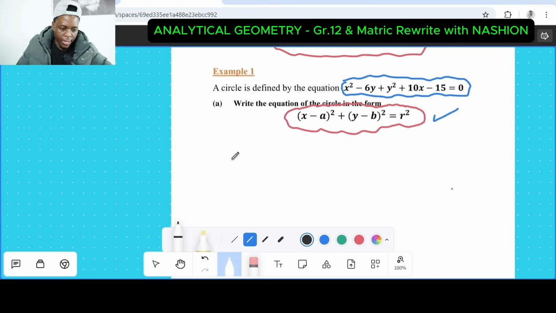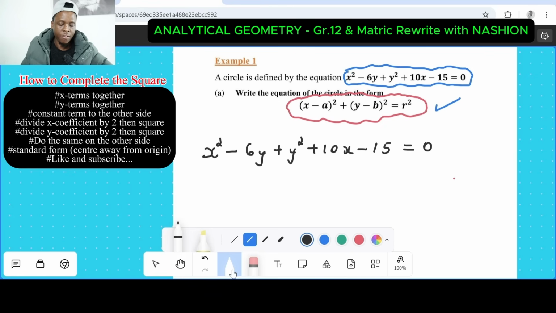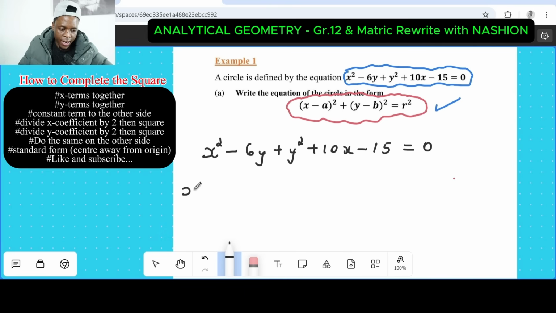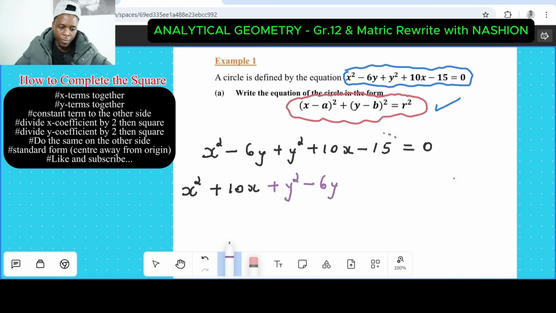Let's do it. Let me rewrite what we are given. To write it in this standard form, firstly we group the x terms next to each other. So we write x squared, the other x term is 10x. Then we write the y terms next to each other: plus y squared minus 6y. The constant term, no x, no y here, so we take it to the other side.